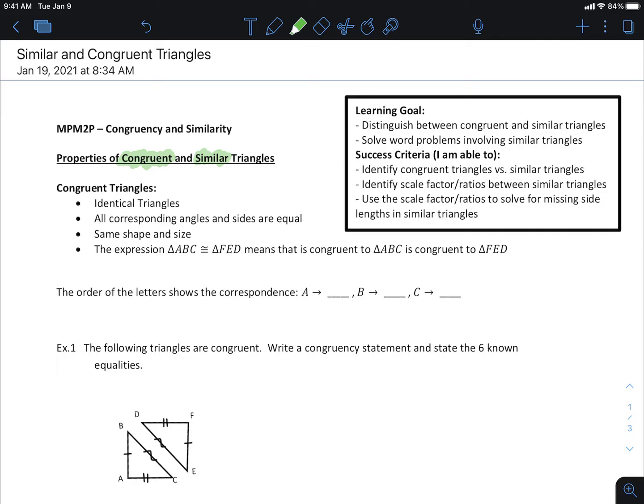Okay. So we're just going to have a look here. Congruent triangles basically mean that the two triangles are going to be identical. All corresponding angles and sides are equal, and they're the same shape and size. And then this is your expression that denotes congruency. Specifically, this little funny sign in the middle is denoting congruency.